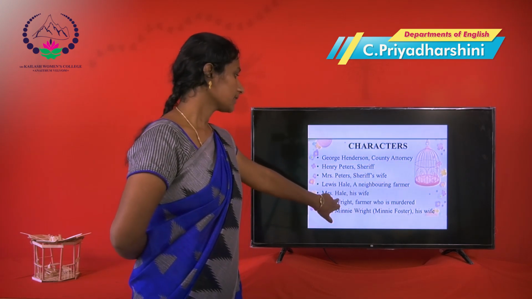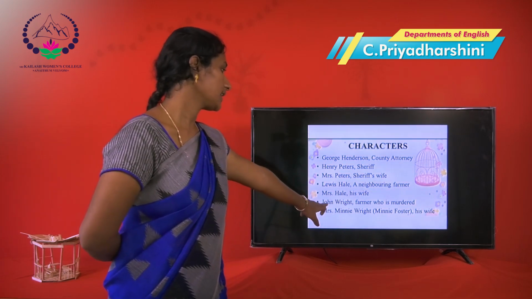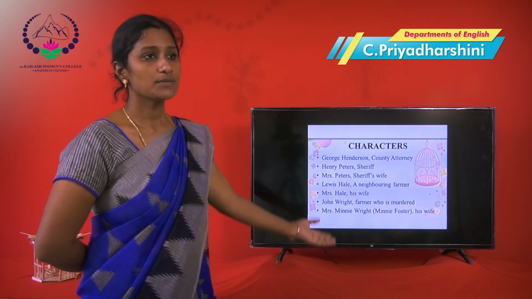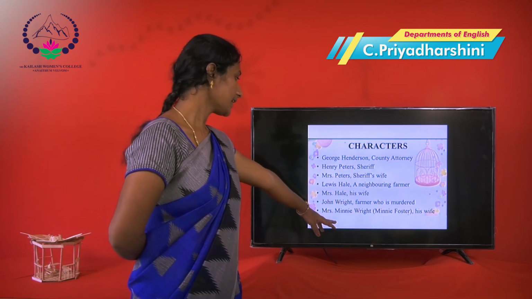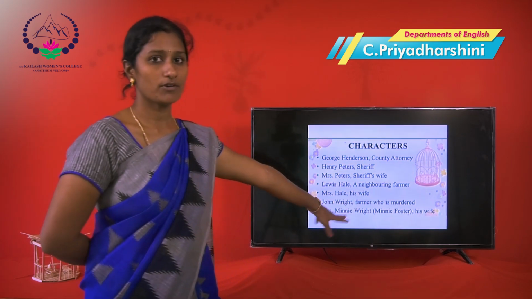And then the fifth character, Mrs. Hale, Mr. Hale's wife. Next character, John Wright. He is the murder victim. Next character, Mrs. Wright, John Wright's wife.